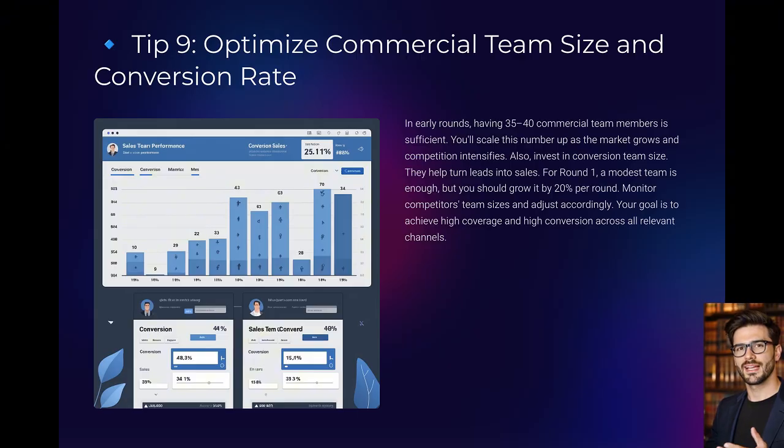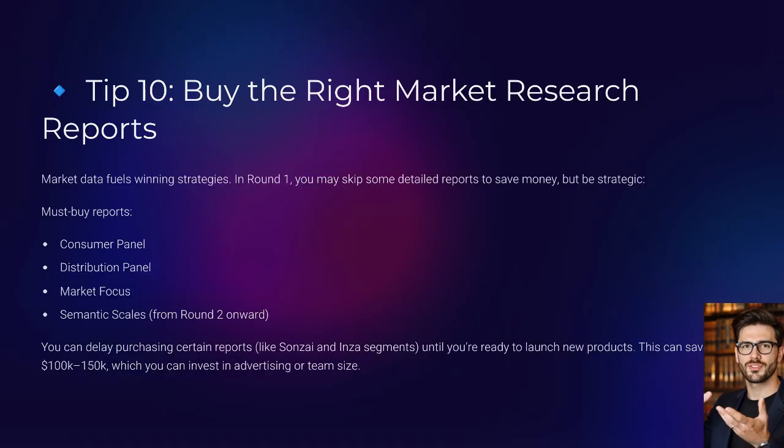Small Blue Diamond Tip 10. Buy the right market research reports. Market data fuels winning strategies. In round 1, you may skip some detailed reports to save money, but be strategic. Must-buy reports: consumer panel, distribution panel, market focus, semantic scales. From round 2 onward, you can delay purchasing certain reports, like Sonites and INSA segments, until you're ready to launch new products. This can save you $100K to $150K, which you can invest in advertising or team size.